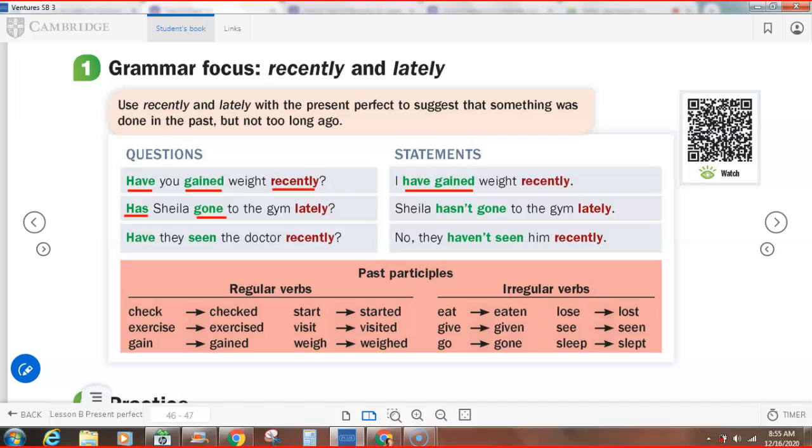No, they haven't seen him recently. Good. You're also going to get asked to use the negative on the test. So make sure that you put it right. You can either make a contraction, haven't, or have not, and then use verb form 3 right after it. Same thing up here, hasn't, and then verb form 3. Watch that negative.